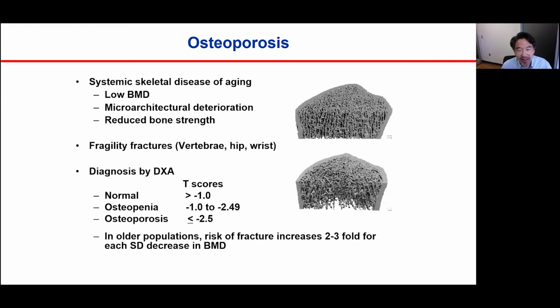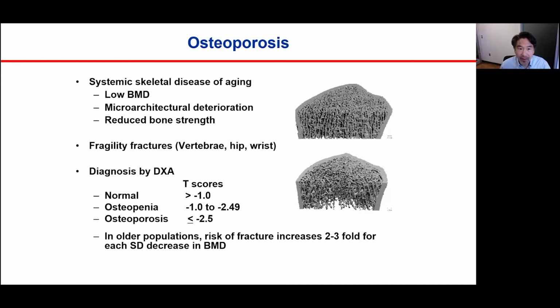Osteoporosis is a systemic skeletal disease of aging. It's characterized by low bone density, microarchitectural deterioration, and reduced bone strength. Its clinical manifestation is a fragility fracture. Fragility fractures are fractures that happen without trauma. They usually happen at the vertebrae, the hip, or the wrist.